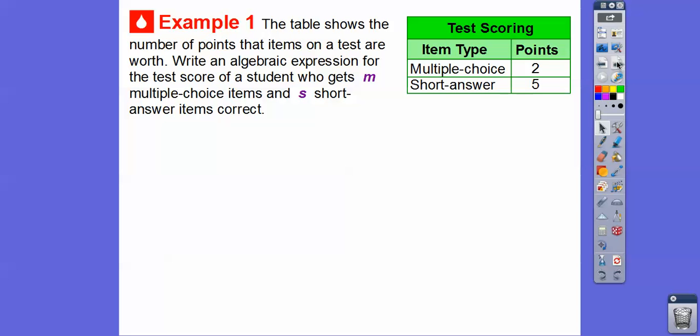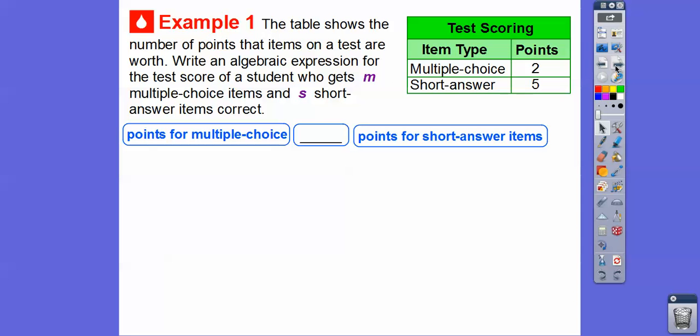You'll be okay. So here, this table shows the number of points that items on a test are worth. Multiple choice questions are worth 2 points, and short answer questions are worth 5 points. So we're going to write an algebraic expression for the test score of a student who gets M multiple choices and S short answers. The student gets 2 points for each multiple choice, which is M, and 5 points for each short answer.